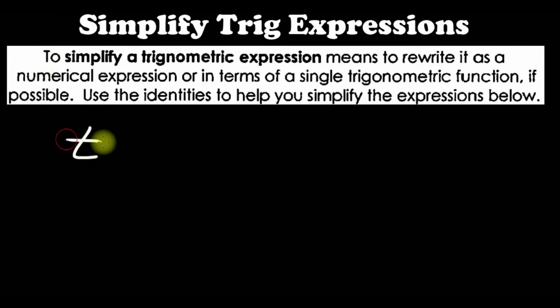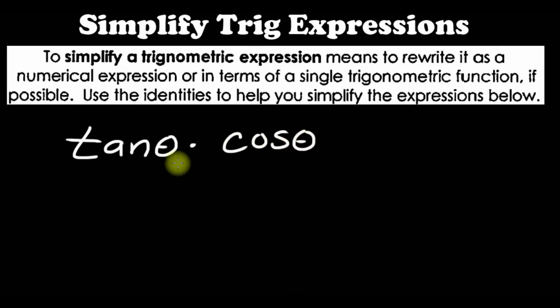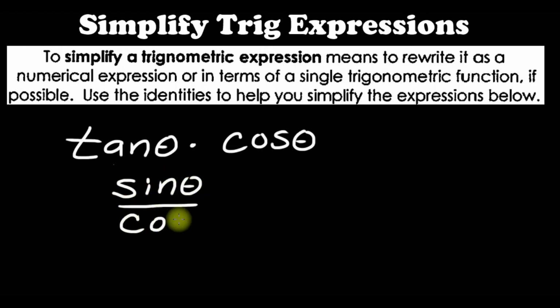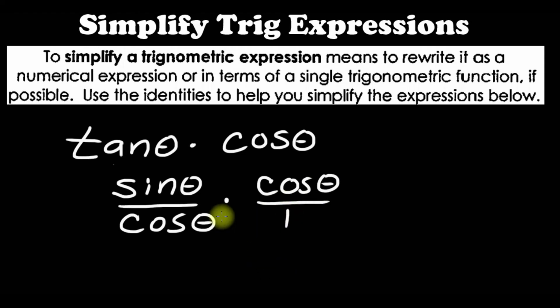Okay, so tangent theta times cosine theta. Simplifying this is to rewrite in terms of a single trig function. We know tangent is sine theta over cosine theta. And then cosine theta is just cosine theta. Nothing we can do to that. We'll make it over 1 because we're multiplying fractions here. So when you multiply, you're going to be able to cross cancel cosine theta. So you're left with just sine theta.